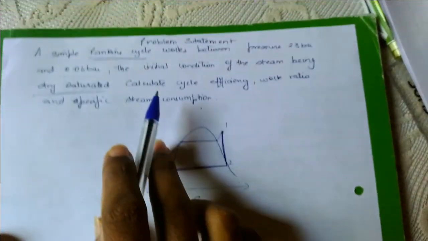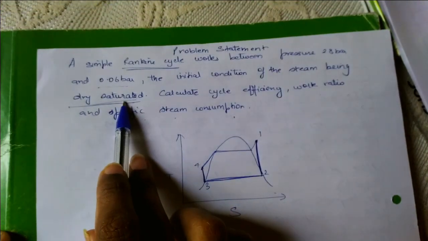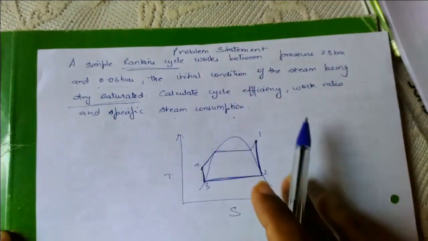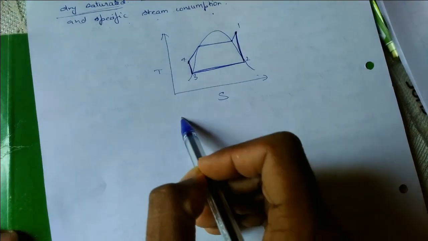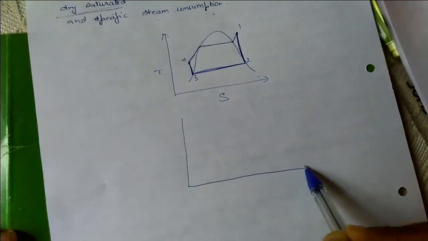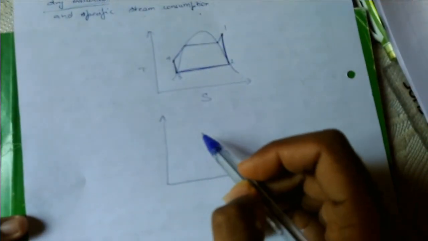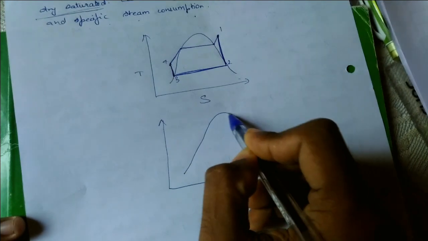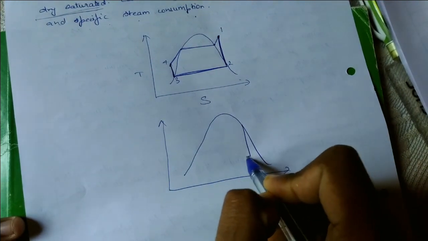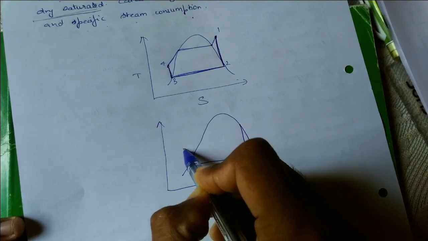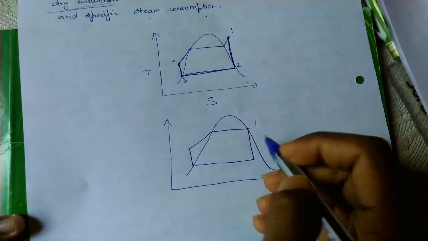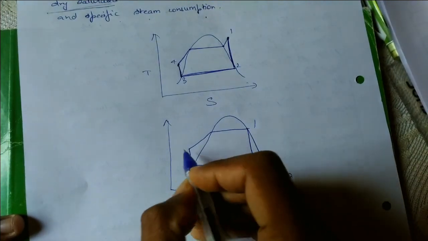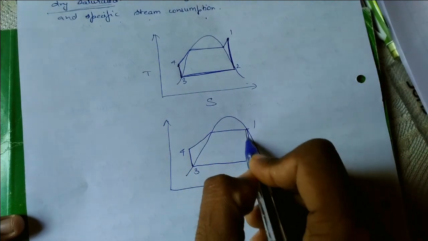Now since over here it is given as dry saturated steam at initial condition, so this point comes over here. So how to draw that? Yeah, like this. So now this is point 1, this is point 2, this is point 3, point 4.